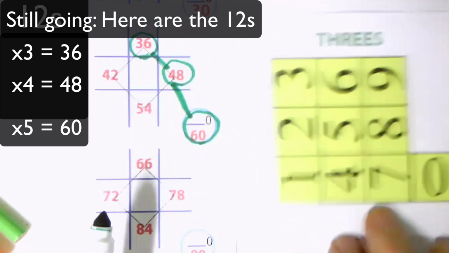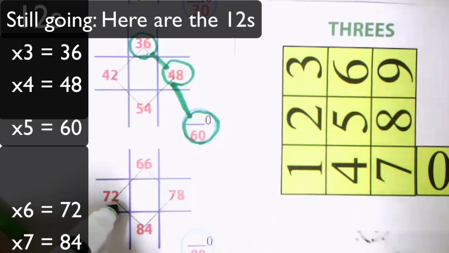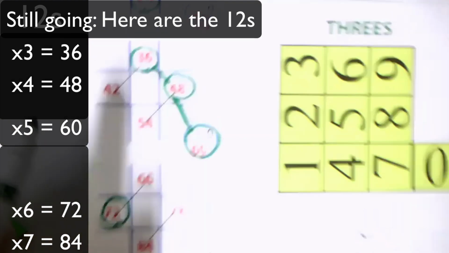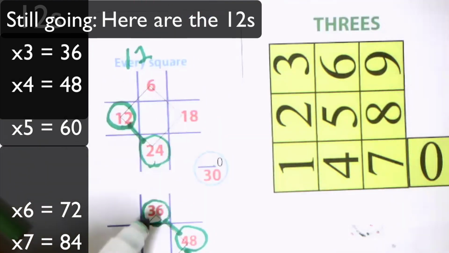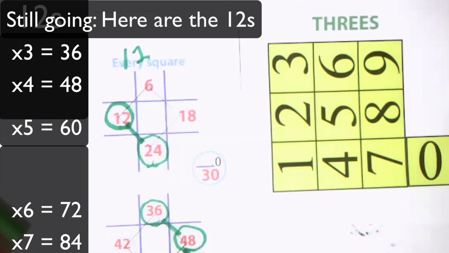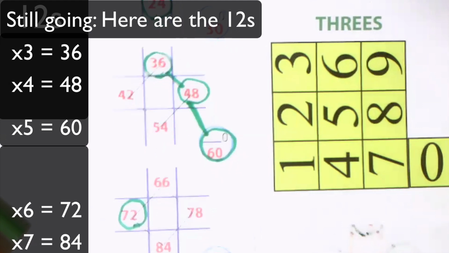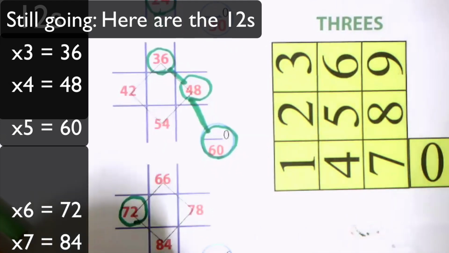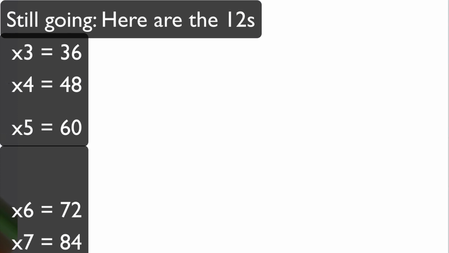So again, we're here, so we do 1, 2, 3, 4, then we're at 72, and we're starting this pattern again. So it's just going to be an angle down, and then the same, and then angle, angle. So here we are, 72, 1, 2, 3, 4, or every other 6, and 12 times 7 is 84. And we can continue on.